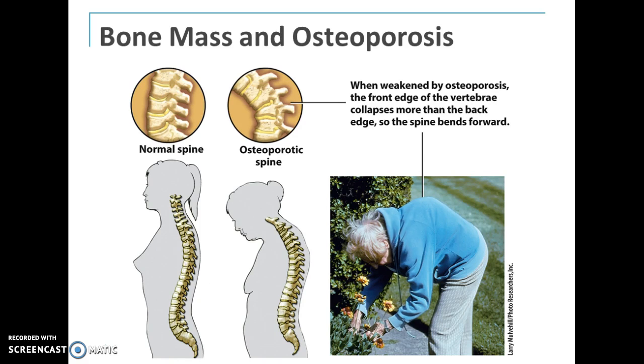When bones are weakened by osteoporosis, the front edge of the vertebrae collapses more than the back, so you see the spine bends forward. That's called the dowager's hump.